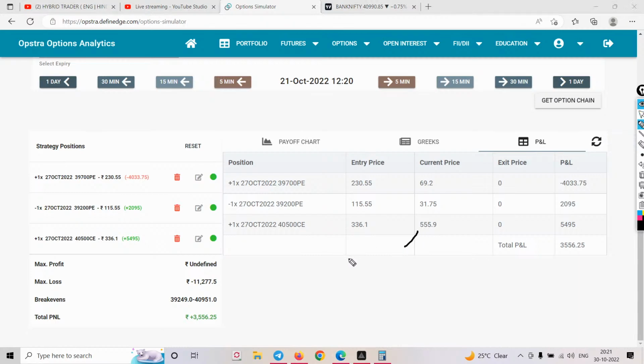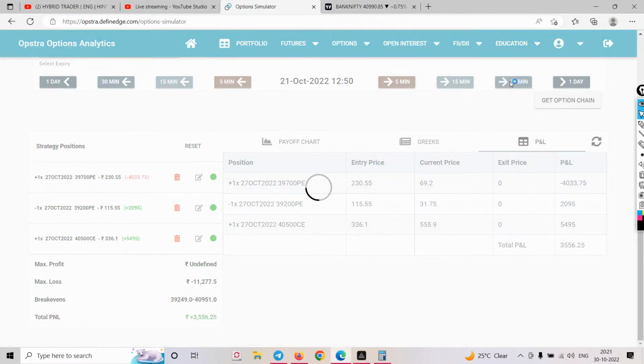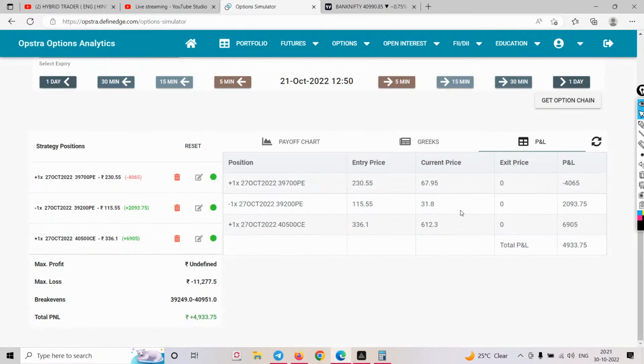Either this has to become 500, or else this has to become 600. The moment this comes to 600 or 605, I'll change. The moment it comes to 500, I'll exit. Simple. Let me delete this. Let me go 30 more minutes. Right, so this has come to 612.